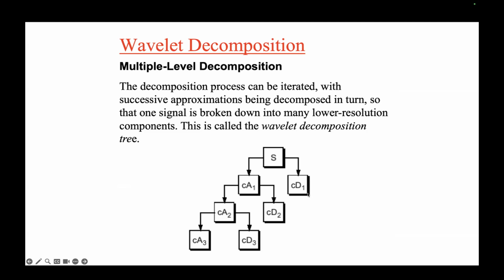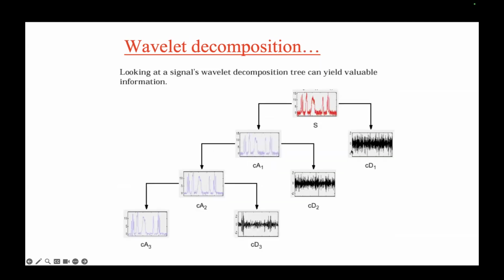So CD1 will contain the upper half of the frequencies of the whole signal, and CA1 will contain the lower half of the frequencies. Now, from that lower half of the frequencies, CA2 will contain the lower half of those frequencies, and CD2 will contain the upper half. So this is the basic idea behind discrete wavelet transform.